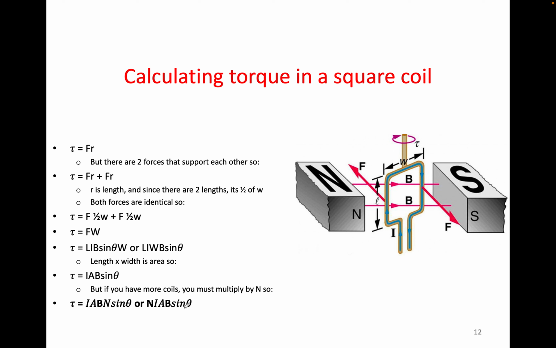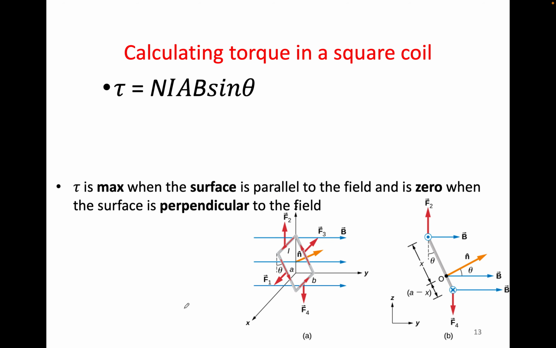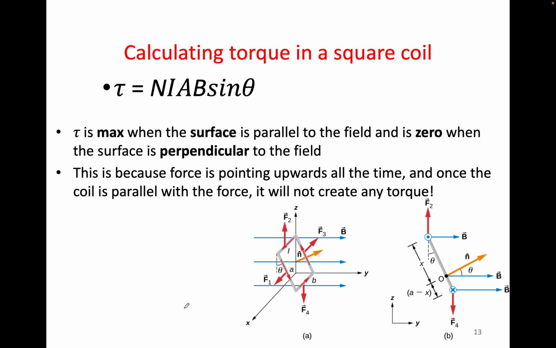NIAB sine theta. Let me make this on a... Do I have this on a bigger page? Yes, I have. There it is. Calculating the torque in a square coil, we can just do NIAB sine theta. N is the number of turns, which is like the number of loops around this. You'll see like a hairy arm will be looped. Number of turns multiplied by the current, area, magnetic field, sine of the angle.